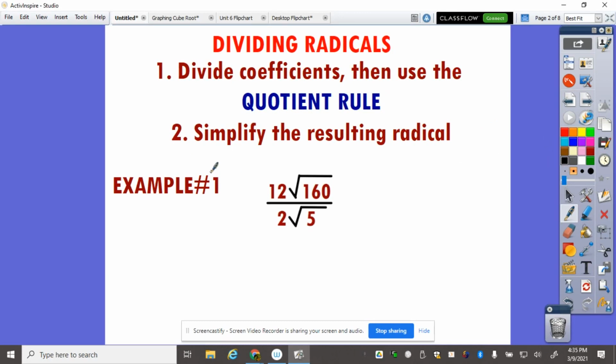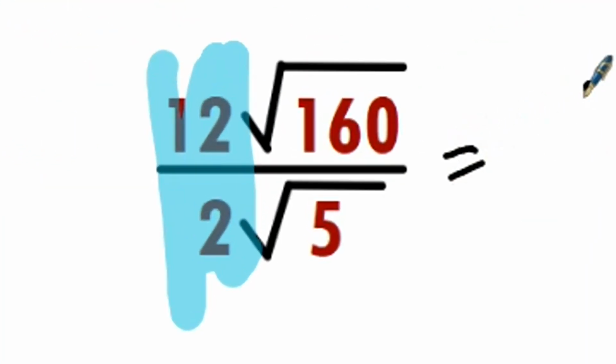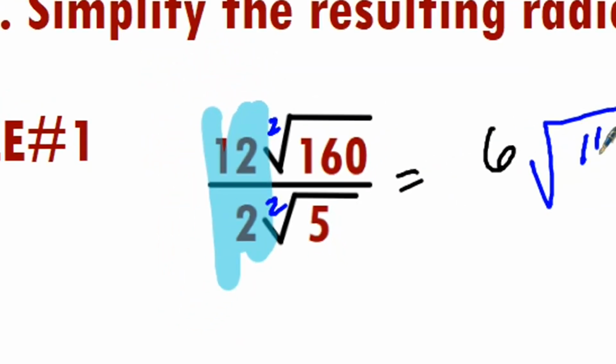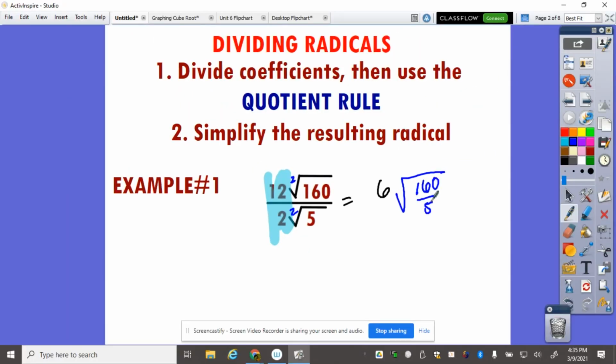Okay, so here's example number 1. Again, divide the coefficients. What's 12 divided by 2? 12 divided by 2 is equal to 6. Very simple. Now, since the index here is 2 and 2, they're the same index, I can simplify 160 divided by 5. Since they have the same index, you can divide them. So 160 divided by 5 will give me 32. So this will give you 6 square root of 32.